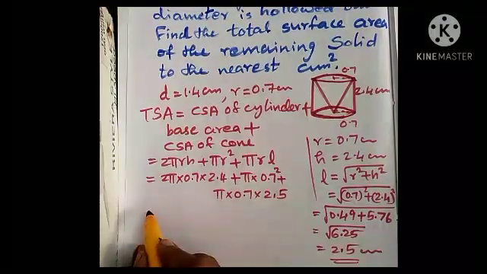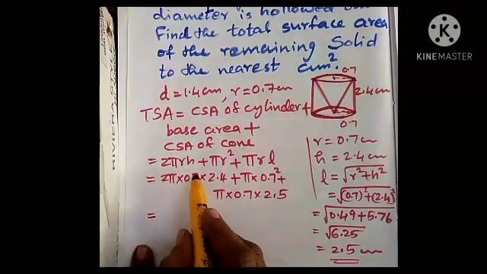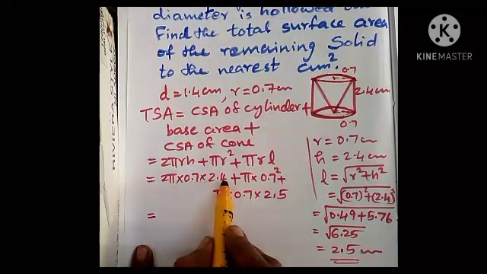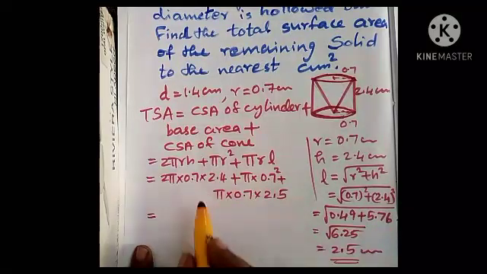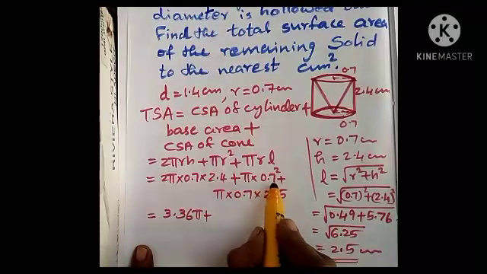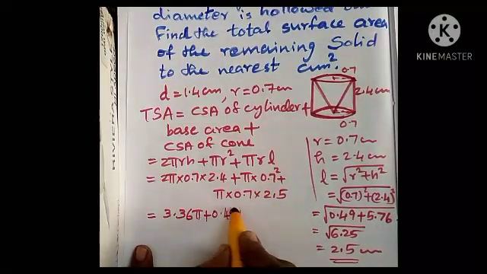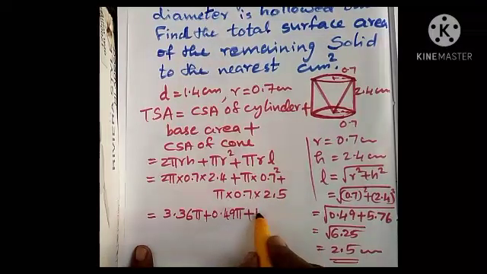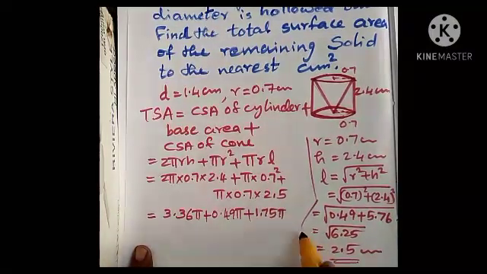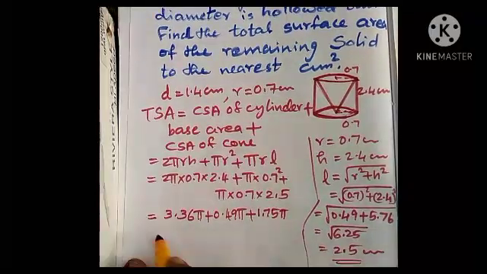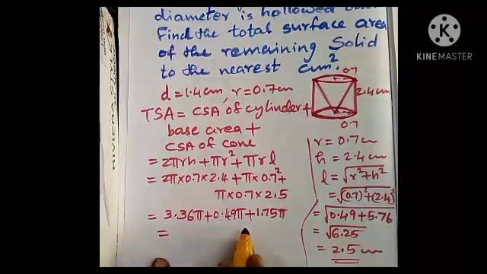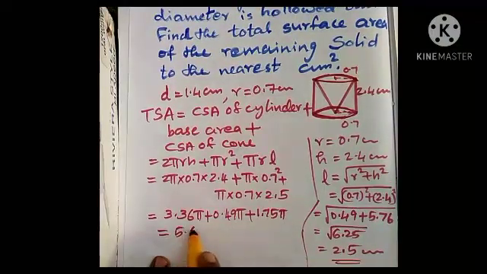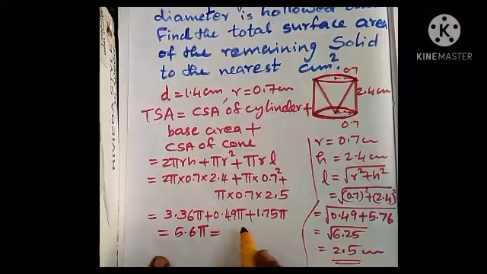Now we need to multiply these numbers, no? So what's the number you are getting here? It is 2 into 0.7 into 2.4, which is the same as 3.36 pi, plus pi into 0.7 square means 0.49 pi, plus pi into 0.7 into 2.5. So 0.7 into 2.5 becomes 1.75 pi. Okay. If we add these three, we are getting 5.6 pi. Now we can substitute the value of pi.